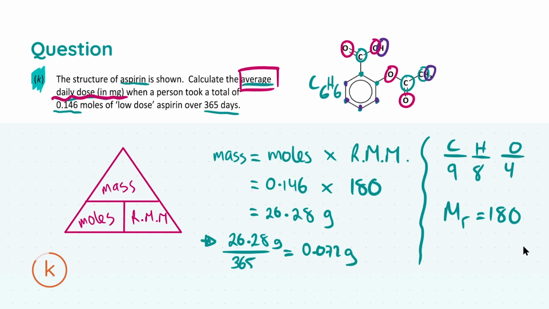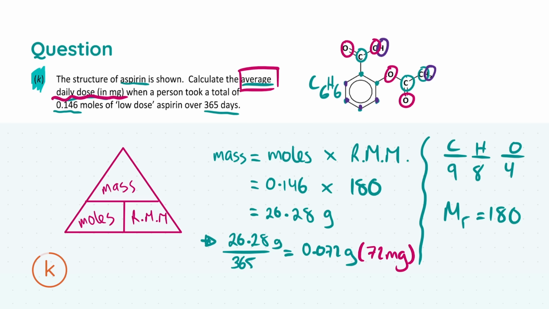And if you want to convert that, and I'll just write it in a different color, to milligrams, you multiply that by 1,000, because there are 1,000 milligrams in a gram. That means we're going to get 72 milligrams as our daily dose. This was a little more of a difficult question because you have to count up all of the constituent parts of the molecule.